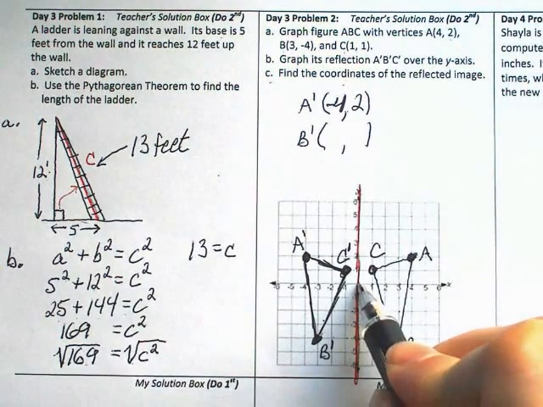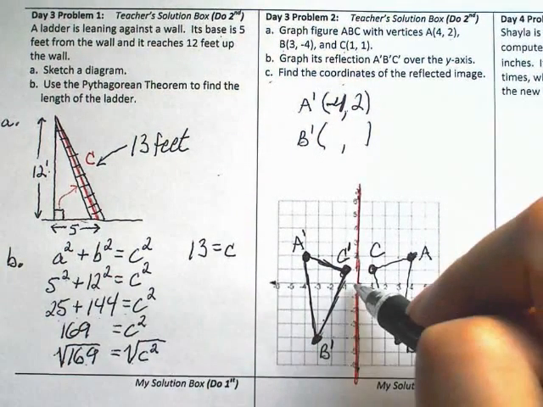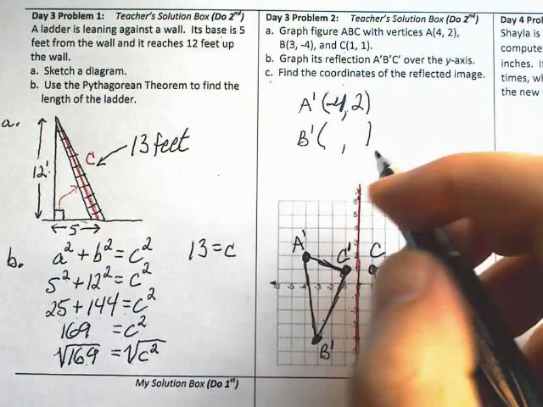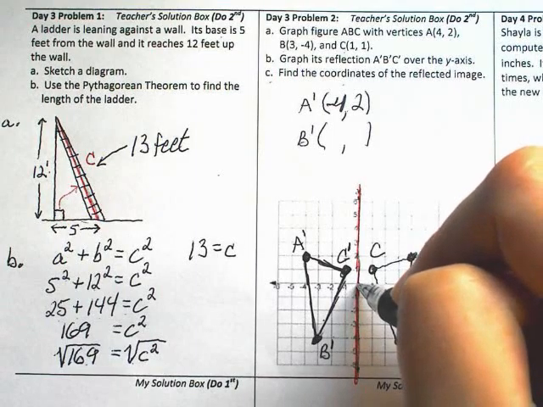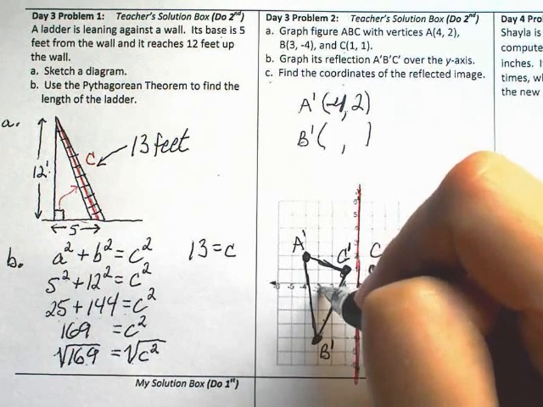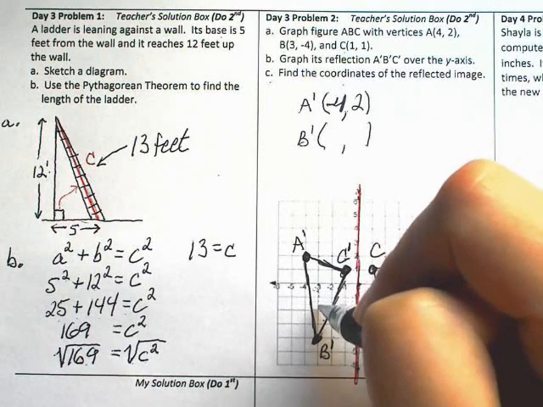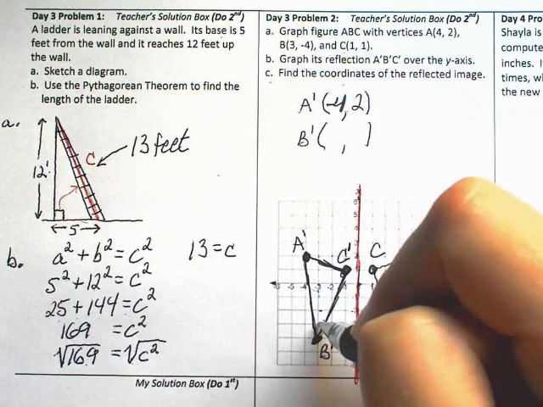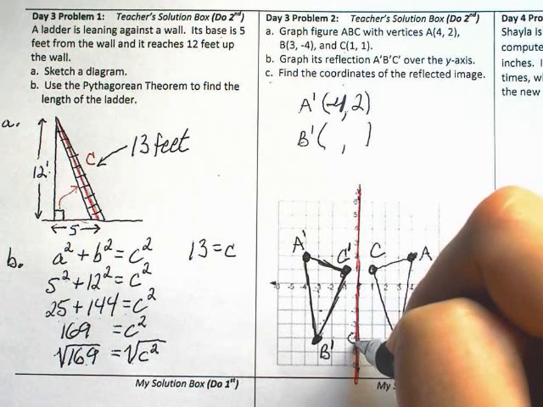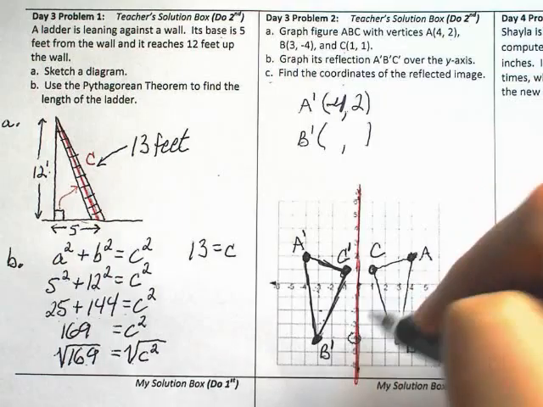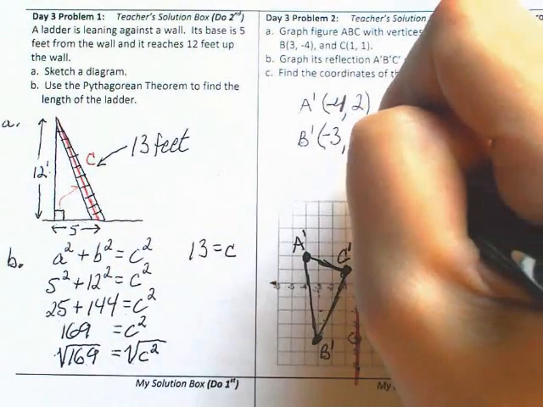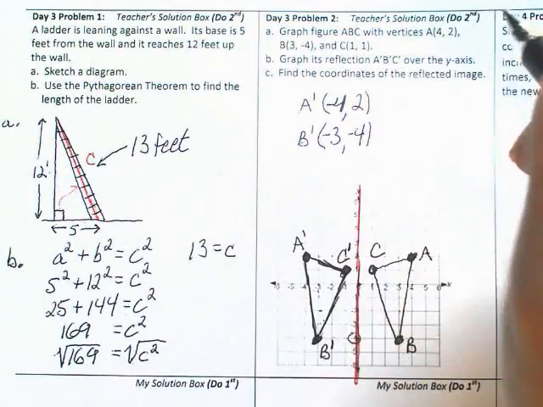Now B prime. Here's the origin, and B prime is down here. So to travel to it, we're going to need to go left and then down. How far do we need to go? 1, 2, 3. This is -3. And 1, 2, 3, 4. That's down 4. Again, it's a little hard to read this number. It's so small, but that says -4. And so the coordinates of B prime are (-3, -4).